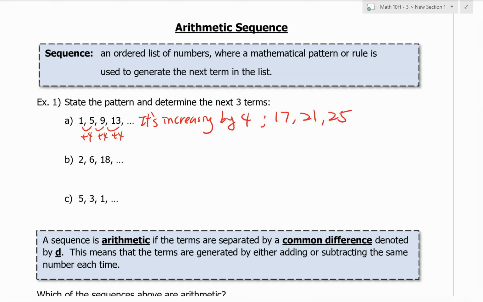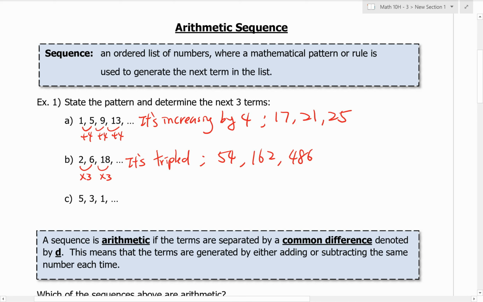For part B, you can see it goes from 2 to 6, and then to 18, and so on. Here the pattern is we are multiplying by 3, so it's tripled. To get to the next term, we go 18 times 3, which is 54, and then 54 times 3, which is 162, and 162 times 3, which is 486.